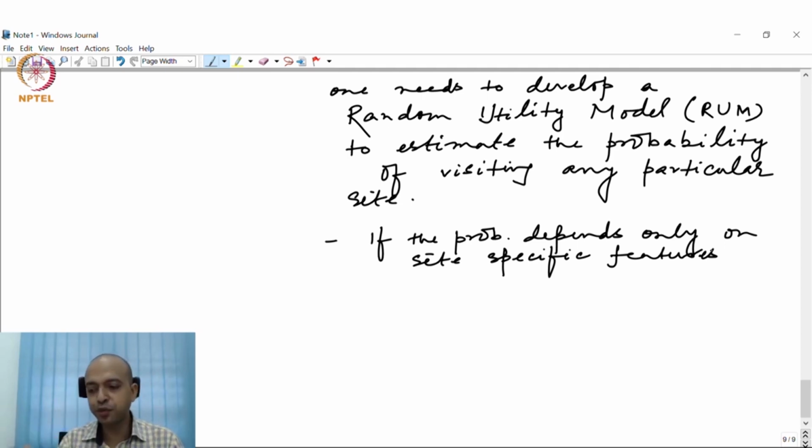So if probability depends only on site-specific features, apply a conditional logit model.